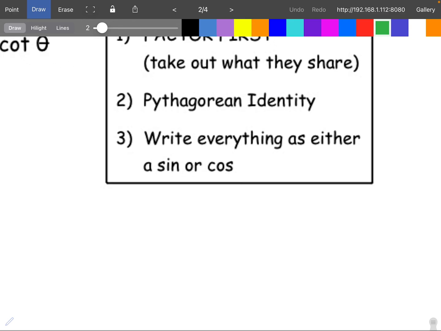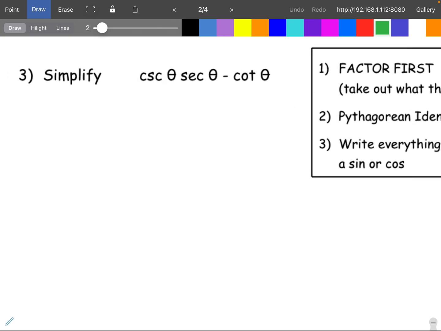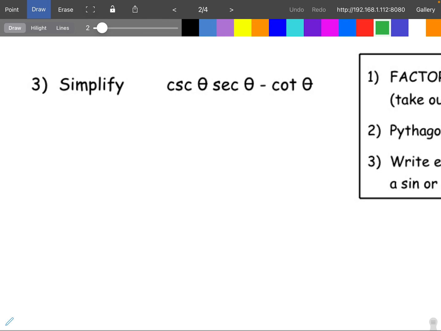Now, if those are not quite popping out, then we can start thinking about it in terms of algebra. Can I use some basic algebra? Which basically a lot of times is going to be manipulating things like those Pythagorean identities. So let's take a look at number 3.